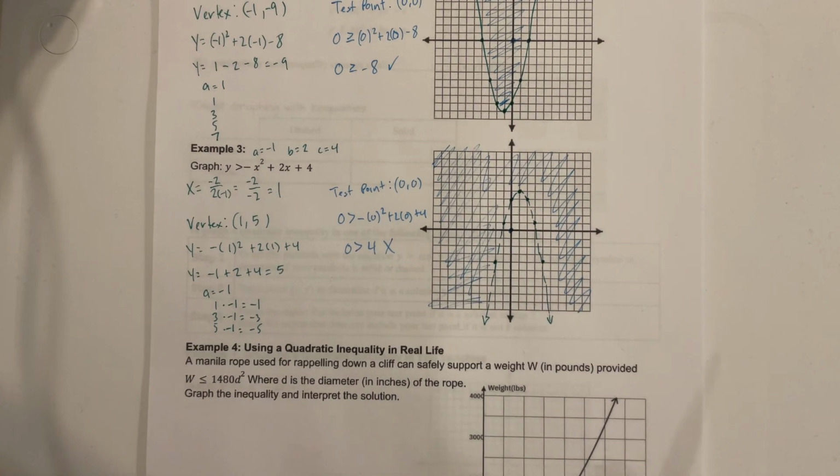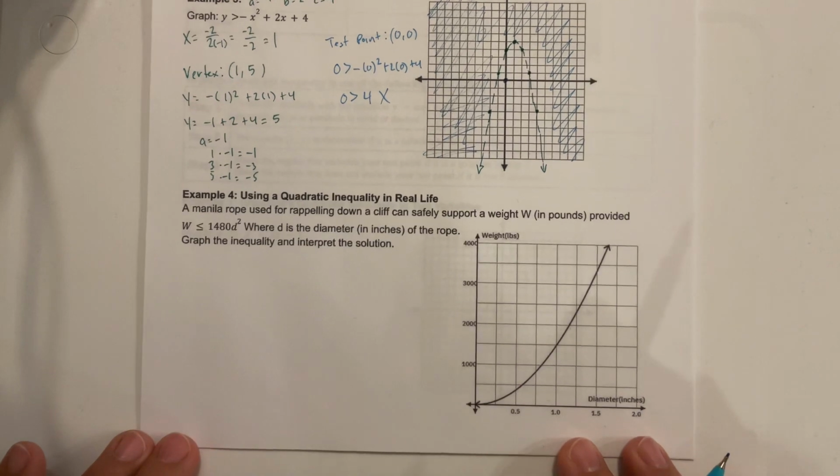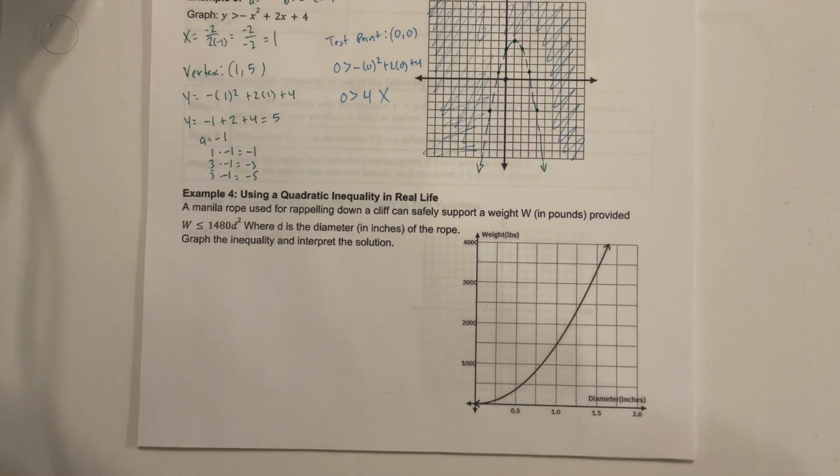All right, we have one last example. It says, example 4, using a quadratic inequality in real life. It says a manila rope used for rappelling down a cliff can safely support a weight in pounds provided with this equation. W is less than or equal to 1,480 d squared, where d is the diameter in inches of the rope. Graph the inequality and interpret the solution.